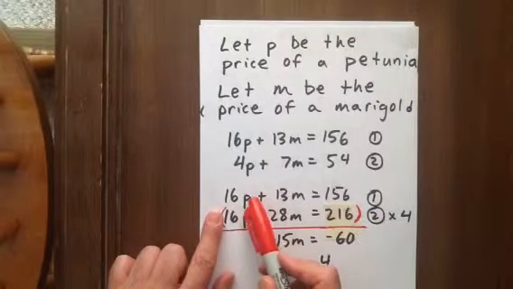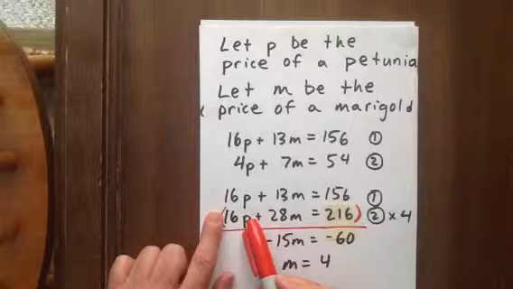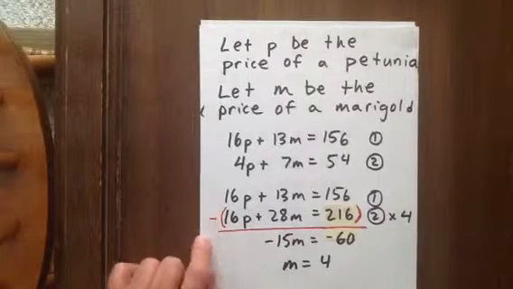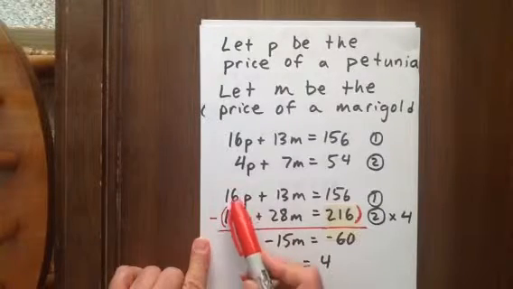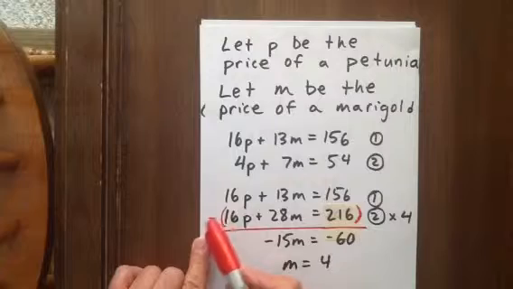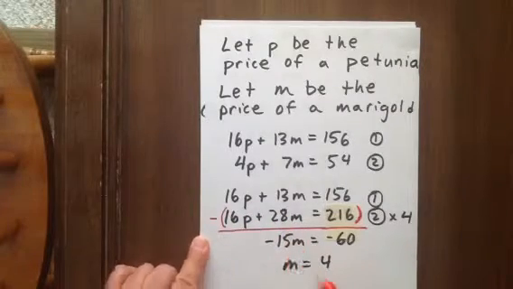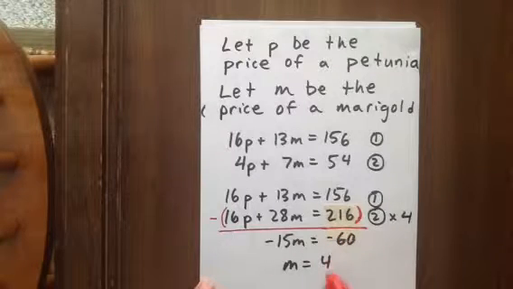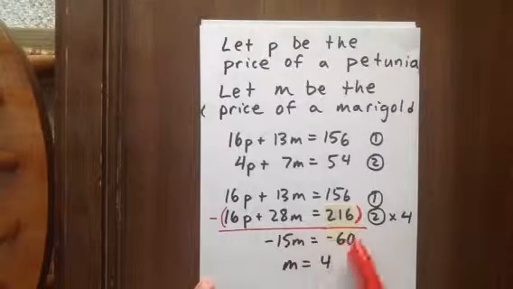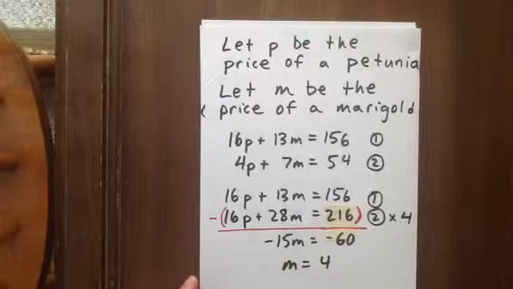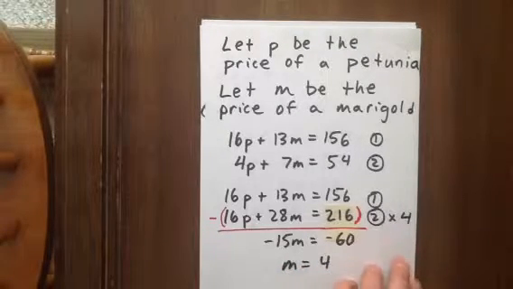Now I've got positive 16p and positive 16p. Since the signs are the same, I'm going to subtract. But I have to subtract every term, so 16p minus 16p is 0, 13m minus 28m is negative 15m, and 156 minus 216 is negative 60. Dividing both sides by negative 15 allows me to say that m equals 4. So a marigold is $4.